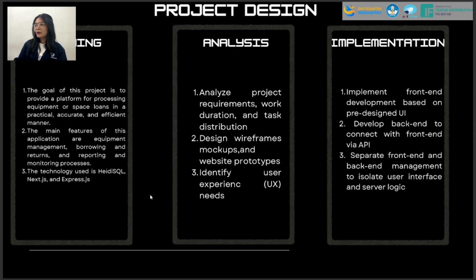Analysis. Number 1. Analyze project requirement, work duration, and task distribution. Number 2. Design wireframes, mockup, and website prototypes. Number 3. Identify user experience or UX needs. The last is implementation. Number 1. Implement front-end development based on pre-designed UI. Number 2. Develop back-end to connect with front-end via API. Number 3. Separate front-end and back-end management to isolate user interface and server logic.